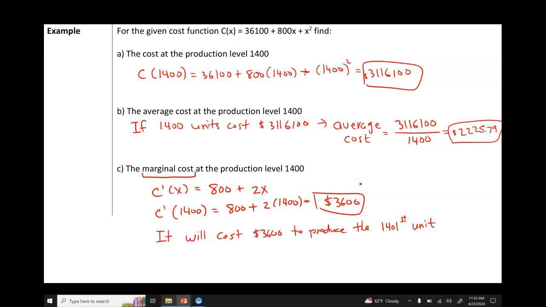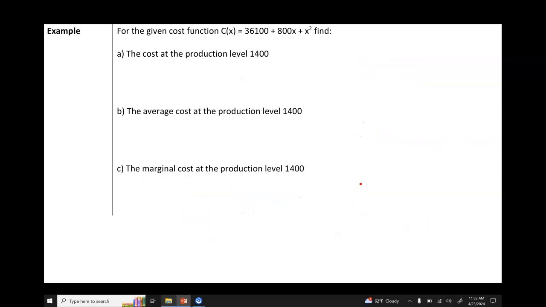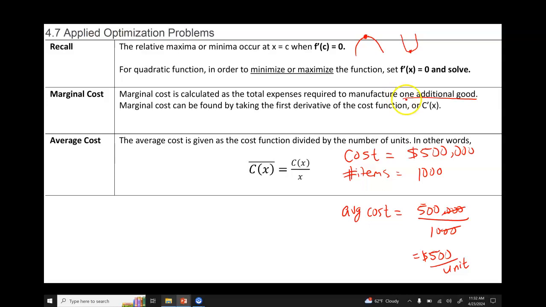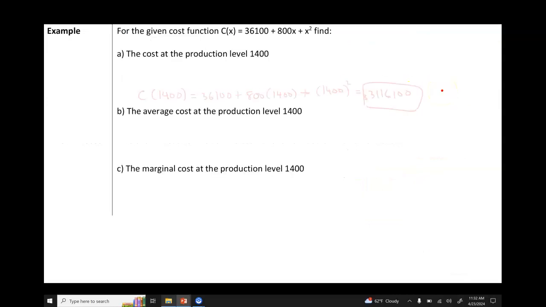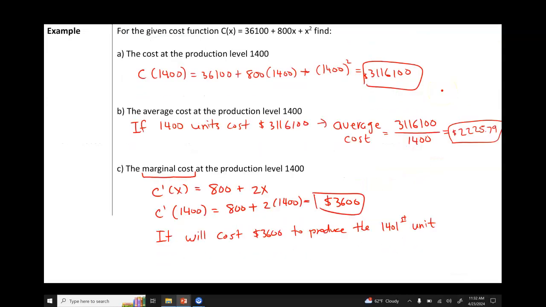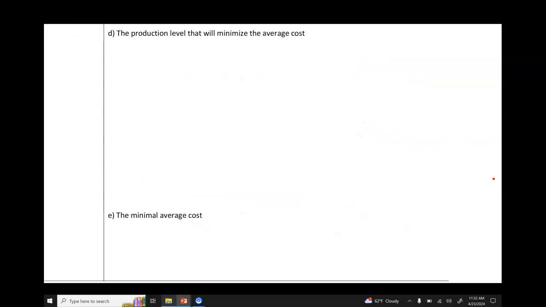So marginal cost, once again, it means the cost that it takes to produce one additional good. So if the marginal cost at 1,400 is $3,600, that means that it's going to cost $3,600 to produce the next unit, which is the 1,401st unit. That's the interpretation of marginal cost. Okay, now our objective to maximize profit is we want to minimize cost. So which production level is going to minimize the average cost?